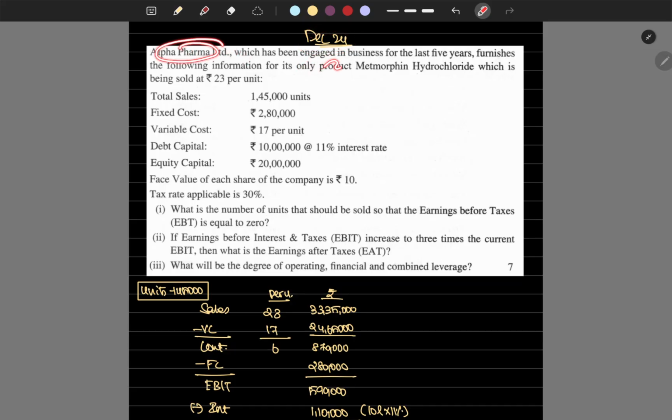Alpha Pharma Limited, which has been engaged in the business for the last 5 years, furnishes the following information for its product metformin hydrochloride, which is being sold for this. They have given the selling price.